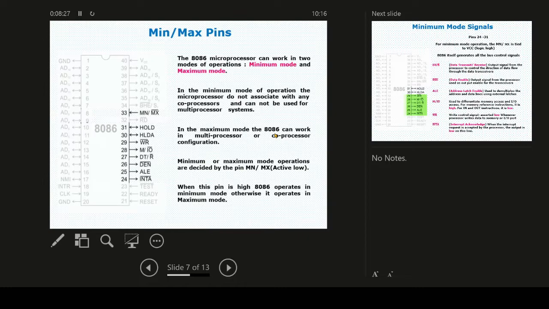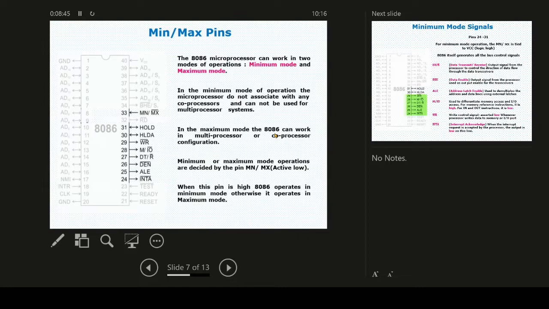The basic difference between the minimum mode and maximum mode is that the minimum mode is not associated with other co-processors. It does not have other multiprocessors. But in the case of the maximum mode, more than one processor or co-processor can be present.